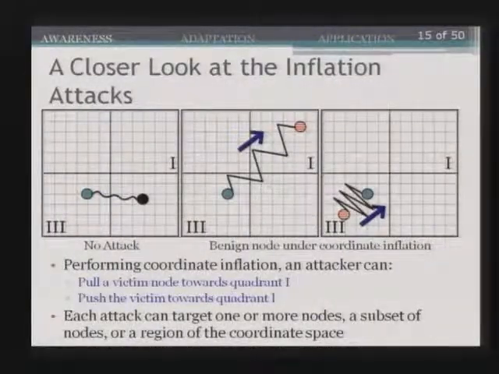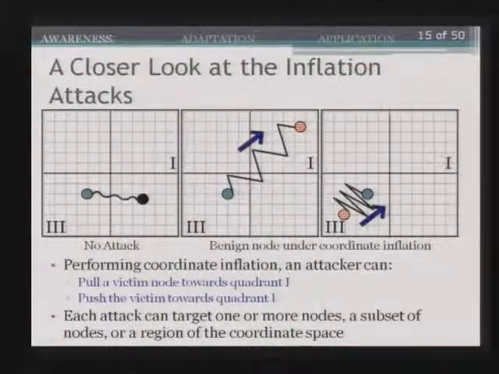So taking a closer look at how these attacks occur and what's the actual mechanism behind them, we can see that on the left-hand side, there's no attack occurring, and there's little tension on the spring. Now, in order for the attacker to perform the inflation attack, he wants to pull or push the node towards a desired location. So in the middle graph, we can see that the malicious node, denoted by the red node, is able to report a position very far away from the benign node, and a low error, which causes the node to move towards the malicious node.